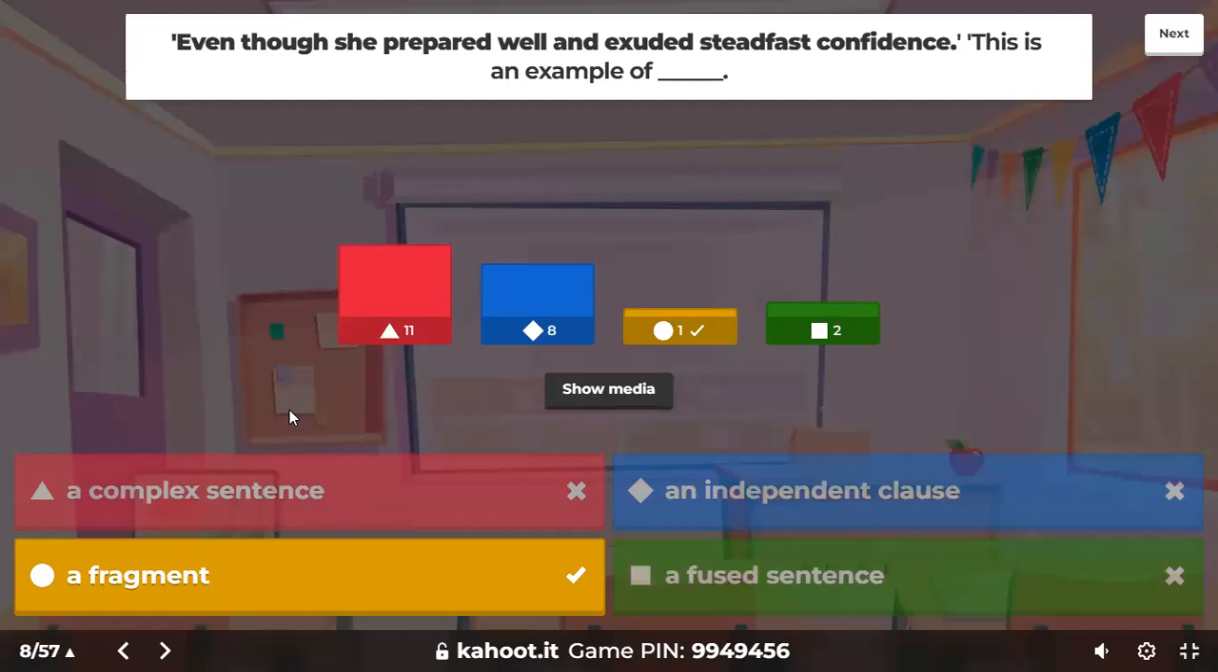Now that's not a complex sentence. 11 of you guys chose that. Even though she prepared well and exuded steadfast confidence is only one clause. It can never be a sentence. Even though, although she prepared: fragment. Now, what is a fragment? It is a part of a sentence that needs another clause to be completed. This is what you call a fragment. It is not a sentence because here the thought is not complete.